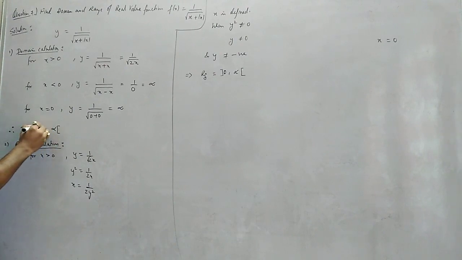Here I made a mistake. Open bracket. Why? We cannot substitute 0. अगर 0 substitute करूंगा, it is coming infinity. That means we cannot take 0. We cannot take infinity, we take all the positive values of x. Clear? You understand this? Next, range calculation.